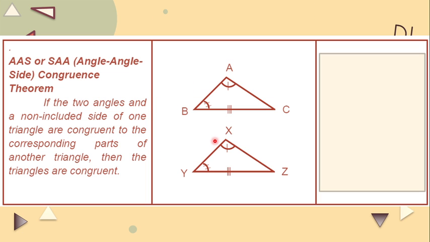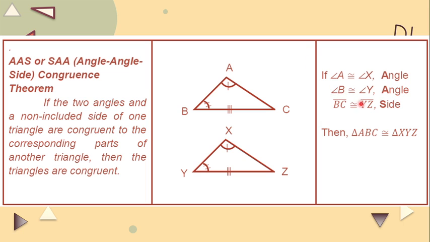So, ito yung illustration naman yan. So, dalawang angle na magkasunod, tapos side. Non-included siya, okay? So, ito yung congruent parts. Angle A is congruent to angle X. Angle B is congruent to angle Y. Then, BC is congruent to YZ. So, therefore, we can say the triangle ABC is congruent to triangle XYZ.